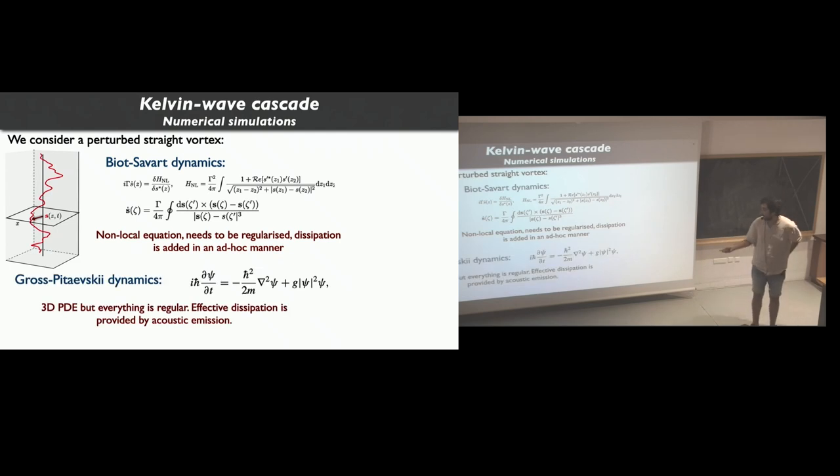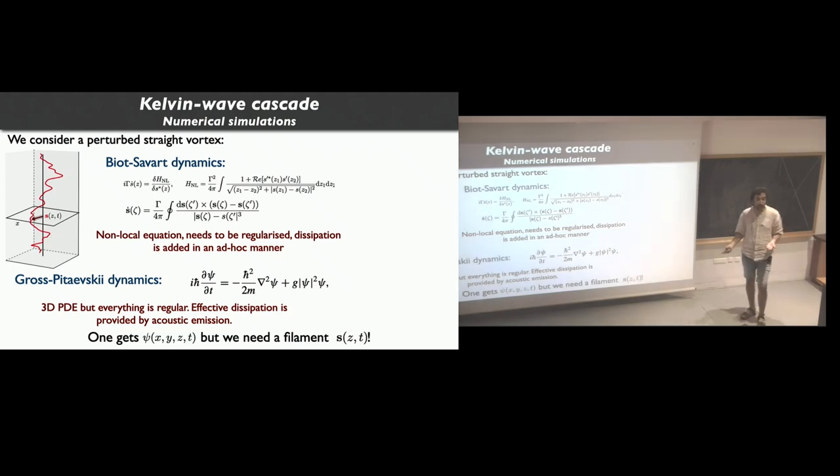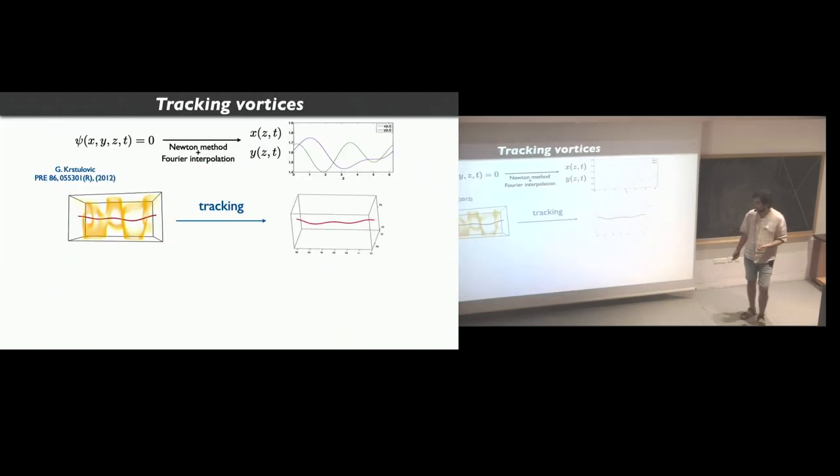But what I did some years ago is say, okay, I would like to do Gross-Pitaevskii, because it's nice: I don't have issues of small scale regularization of Biot-Savart. Everything is very smooth, and I can put it just in a big computer. I know how to parallelize, I can do things. However, I don't know where the vortices are. I need to find them if I want to look at the excitations. So over the years, we developed different ways of tracking those vortices.